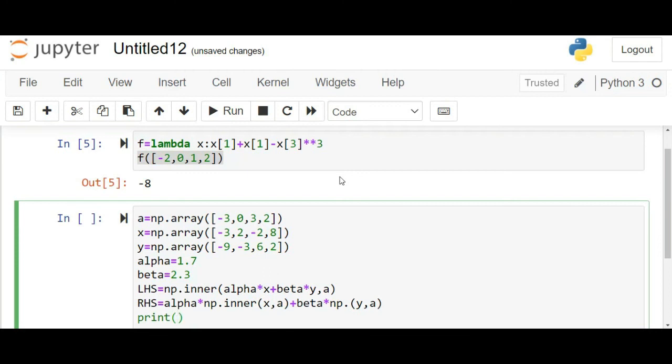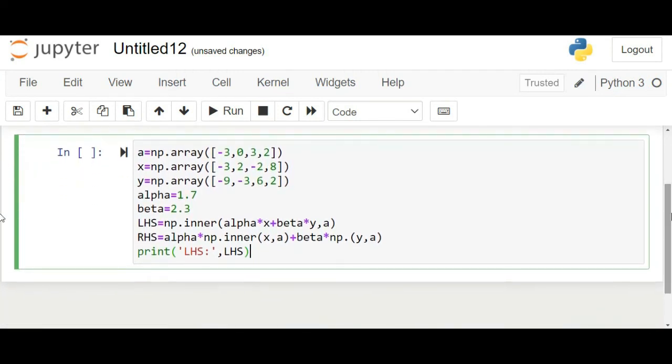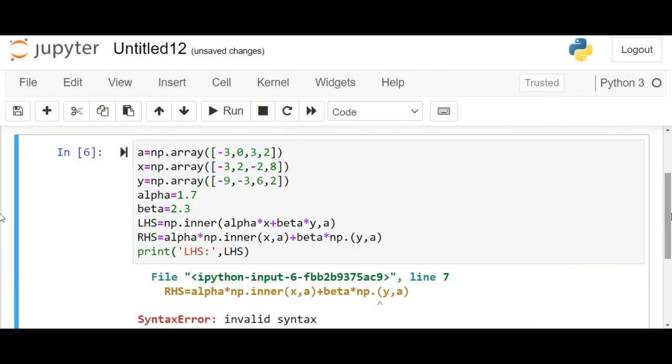In the parenthesis we shall write 'left hand side' in single quotation marks, and a colon. Then we shall write comma, left hand side. Then we shall press Control and Enter to run the code.